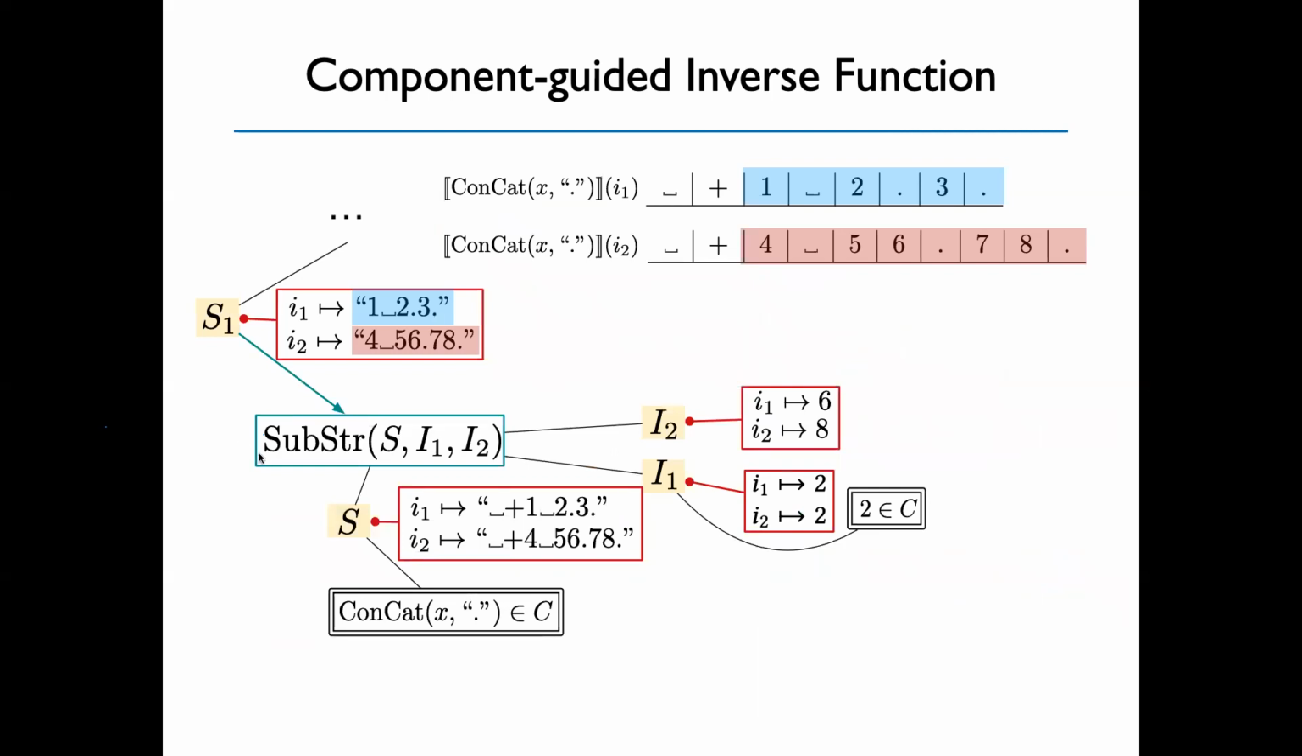Suppose now we are based on the hypothesis of substring to solve this subproblem. We find the component concat xn dot produces strings containing the desired output. The constraint on the second argument is to produce the starting position of the desired output, which is 2. And the constraint on the last argument is to produce the length of the desired output strings, which is 6 and 8. The constraint on the second argument is easily solvable with a singleton expression, integer 2.